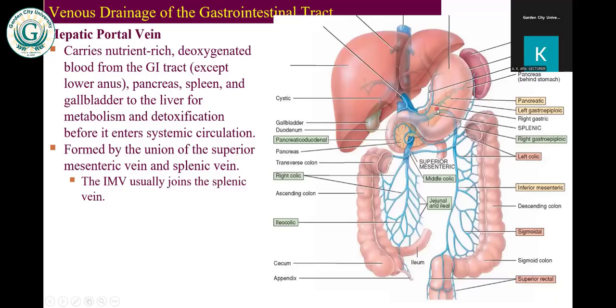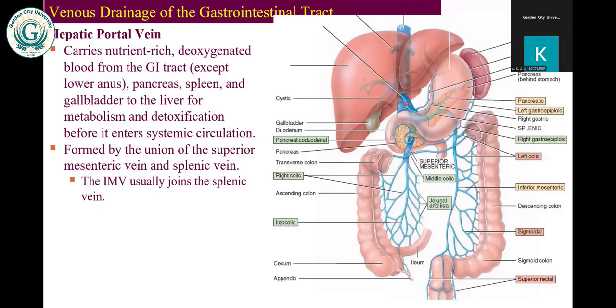So simply put, the hepatic portal vein carries nutrient-rich deoxygenated blood from the GI tract, the pancreas, the spleen, and the gallbladder to the liver for metabolism and detoxification before it goes to the IVC. Then the IVC takes it to the heart.